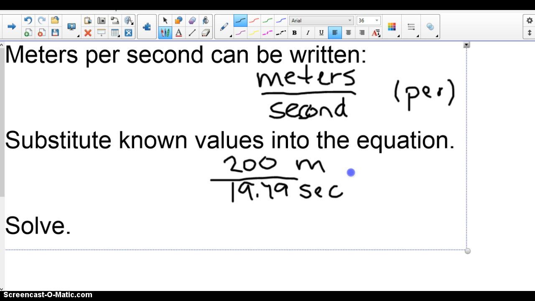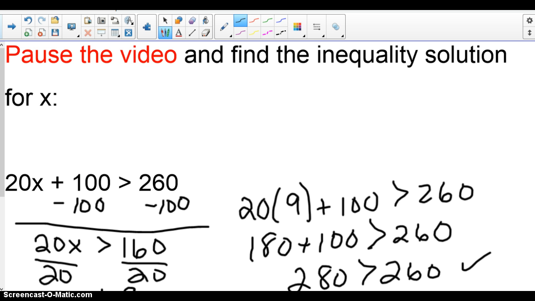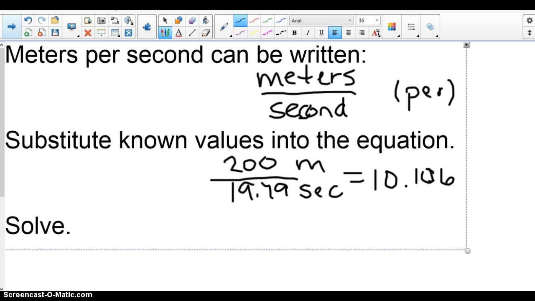So when we do this calculation, we come up with an answer of 10. I'm going to put this in thousands. It goes much further than that, but we've got 10 and 106 thousandths. And in the original problem, it says to round to the nearest tenth of a meter per second. So when we do the rounding, it rounds to approximately 10 and 1/10 meters per second.